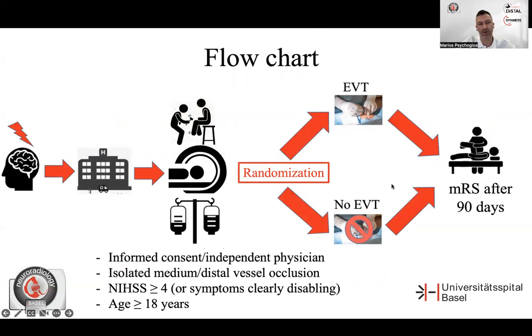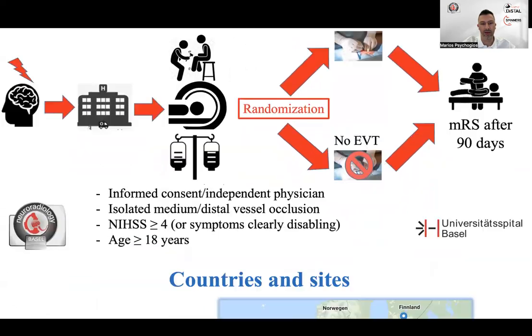The design is, as I told you before, pragmatic. So we let the patient come into the hospital, we do the examination, CT, standard of care treatment, and then we randomize the patients to EVT or no EVT. And the primary endpoint is going to be mRS after 90 days. And as you can see, the inclusion criteria are also pretty pragmatic. So we want an isolated MeVO or DVO, and then we want NIHSS of 4 or more, or symptoms clearly disabling to this particular patient.